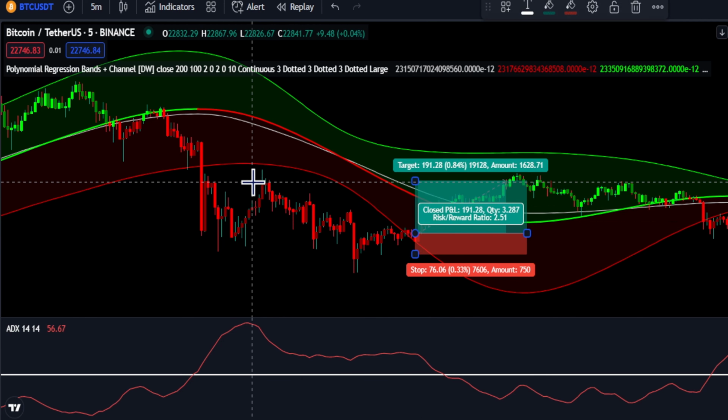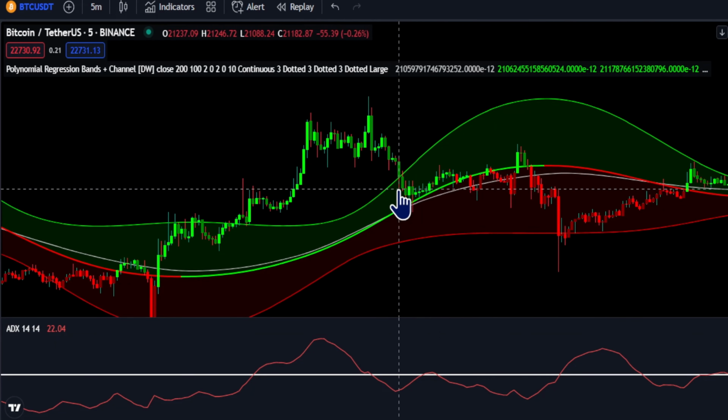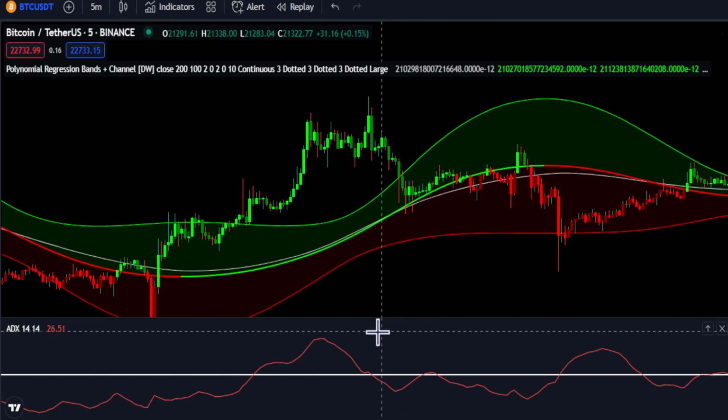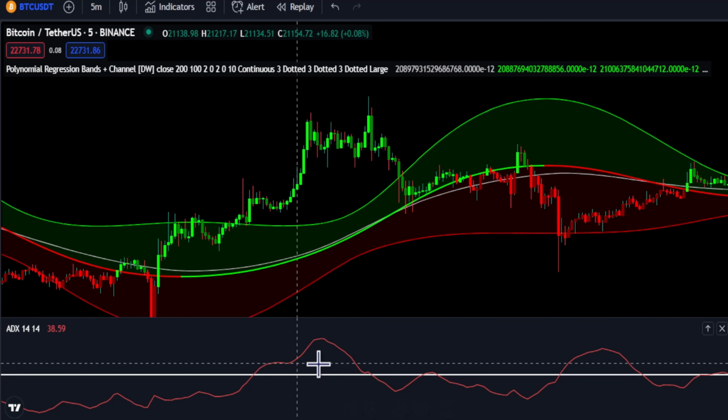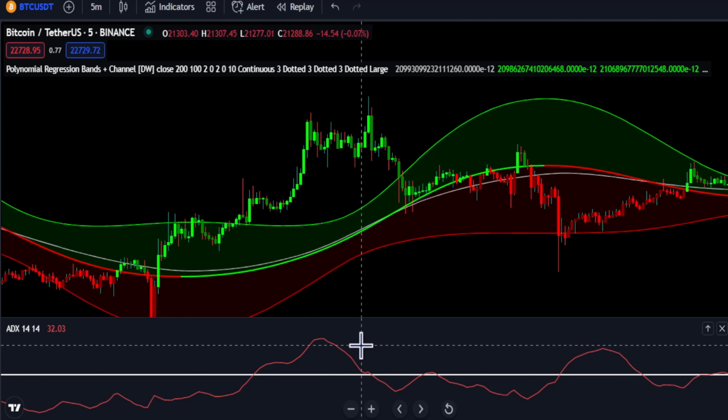Now let's take a look at when to enter a sell position. Firstly, the price needs to cross back below the upper band. Secondly, we will be using the ADX indicator as confirmation. The ADX will need to have recently been above the 30 line. This means that the market volatility is high, indicating that we are currently in a trending market.